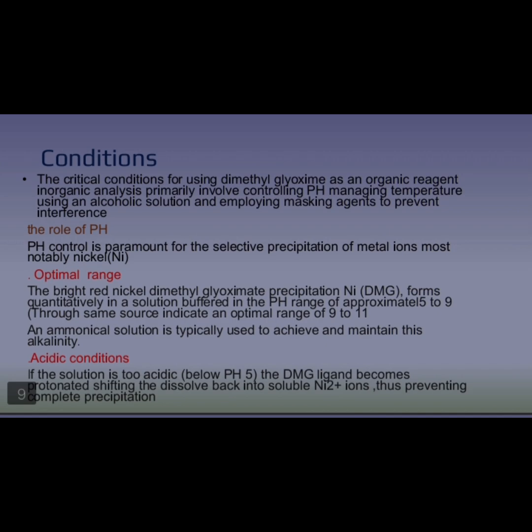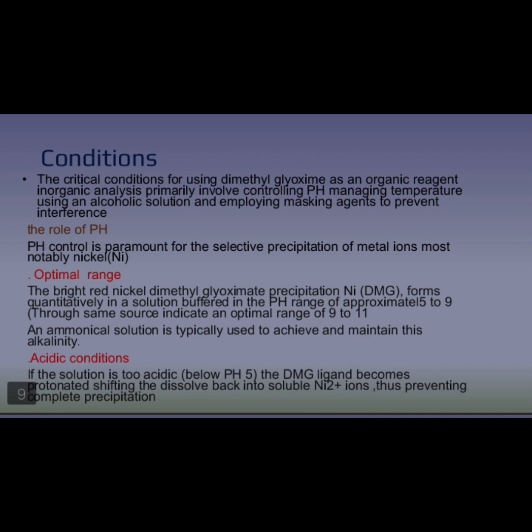The critical conditions for using dimethylglyoxime as an organic reagent in inorganic analysis primarily involve controlling pH, managing temperature, using an alcoholic solution, and employing masking agents to prevent interference. In conditions, there are some points. First, the role of pH and optimal range, and acidic condition and alkaline condition.